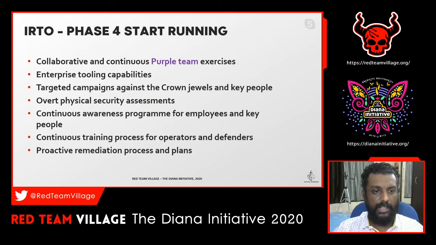Also, proactive remediation process and plans, because in the previous phases we did create a couple of remediation plans, right? For example, if the red teams come with a couple of findings, a couple of critical issues, that need to be remediated within a certain amount of time, right? So in order to do that, you should have a proactive remediation process and plan. By the time we reach phase four, because in the previous slides we mentioned creating a remediation process, it should be more powerful and more proactive compared to the previous remediation process.